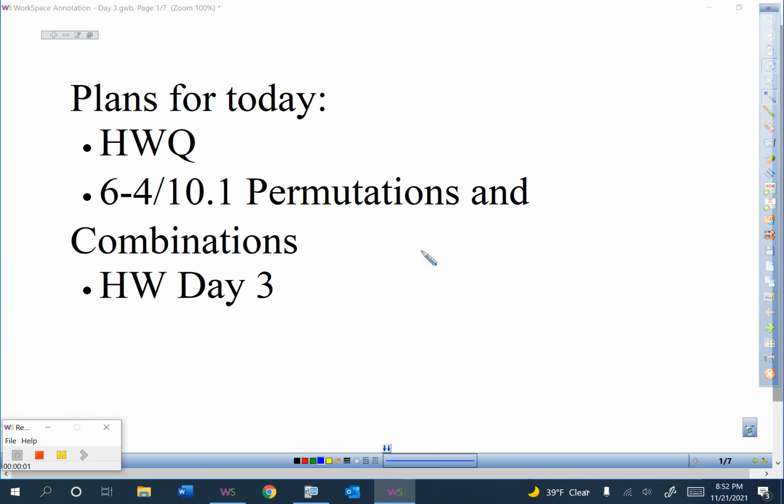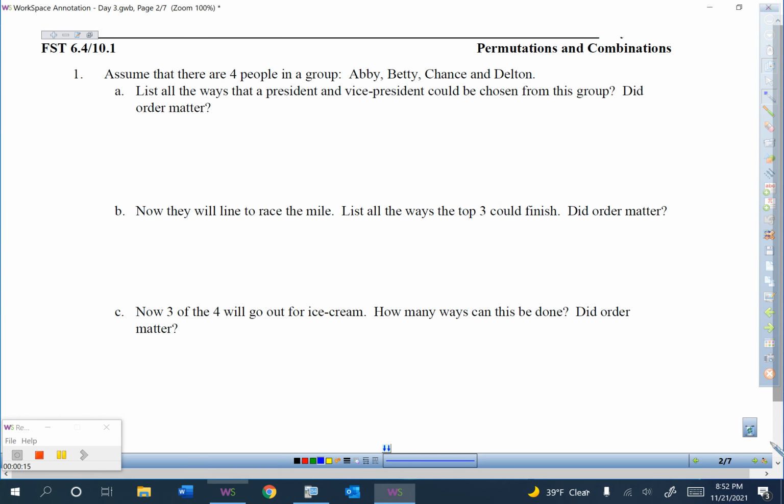Folks, today we're going to be talking about permutations and combinations. These both deal with special situations to determine the number of ways to do something. So we'll start out with talking about 4 people in a group, Abby, Betty, Chance, and Delton.